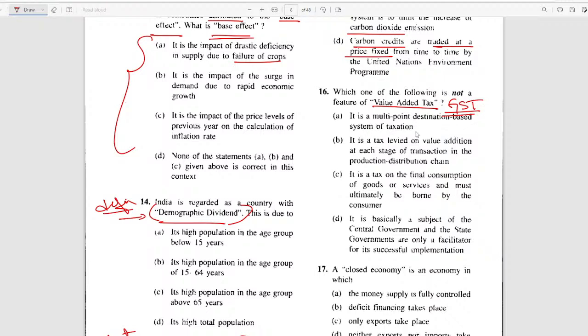It's a multi-point destination-based system of taxation. It's levied on the value addition at each stage of the transaction. It's a tax on final consumption of goods, and it is borne by the consumer. It's basically a subject of the central government, and state governments are only a facilitator for its successful implementation. The same things can be applicable to GST also. You have to understand the same things in terms of GST. Who is responsible for fixing GST? There is something called the GST Council. Go through that structure. How often do they meet? How is the voting done? Who has the ultimate power? How are the funds distributed? And what is GST?